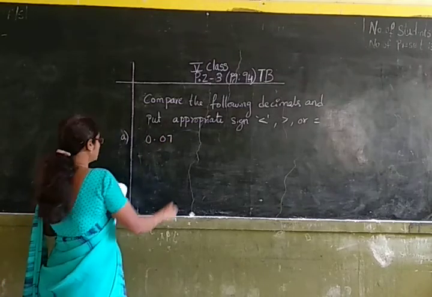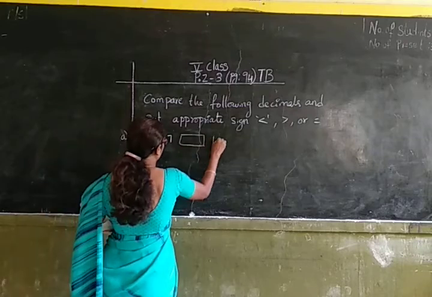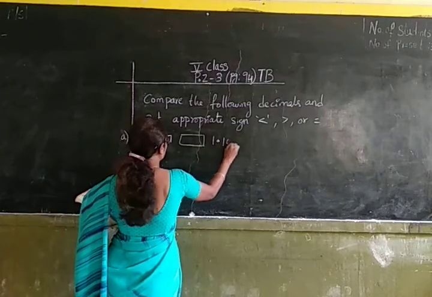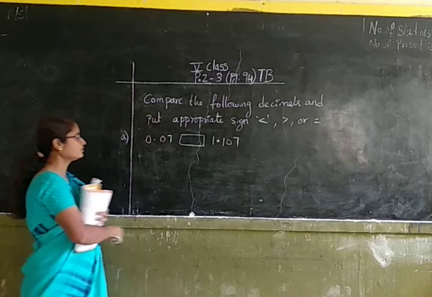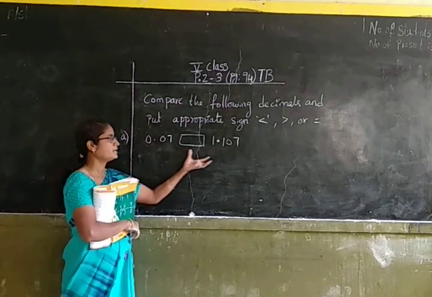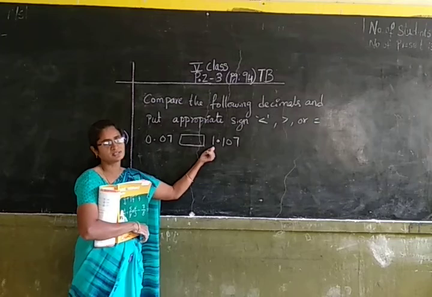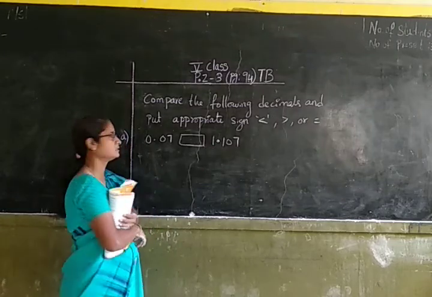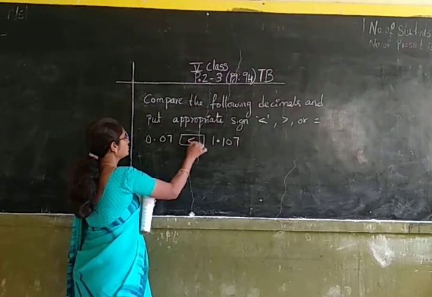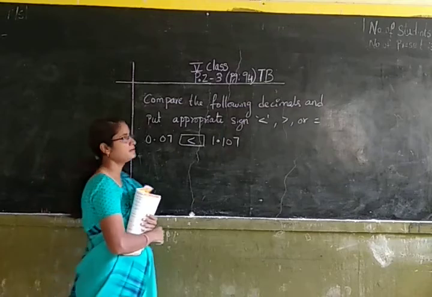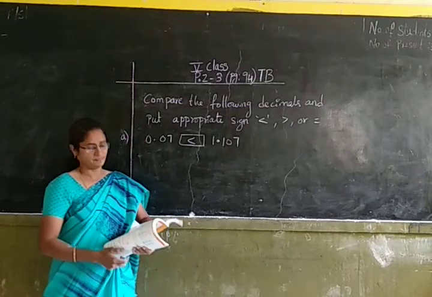0.07 box 1.107. So first let us compare the whole number part. In the whole number part, this number is having 0 and this number is having 1. 1 is greater. So 0.07 is less than 1.107.